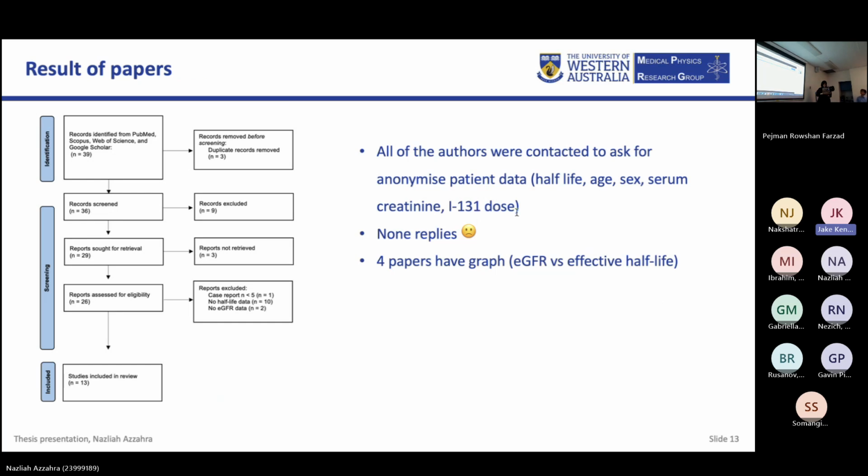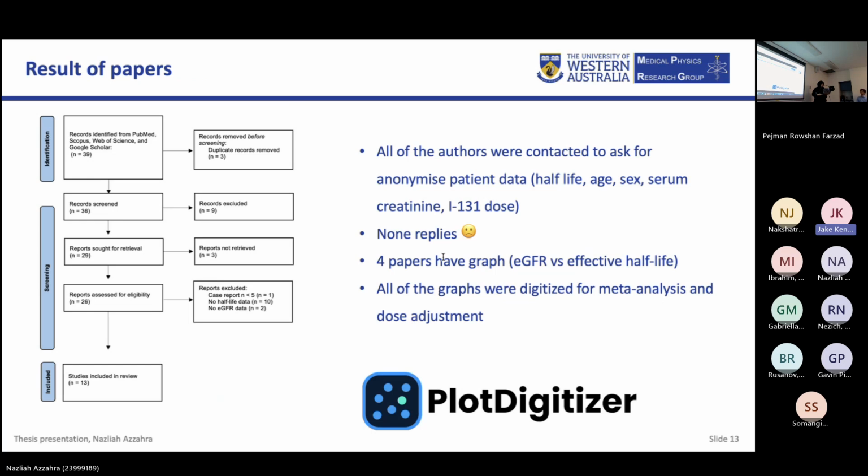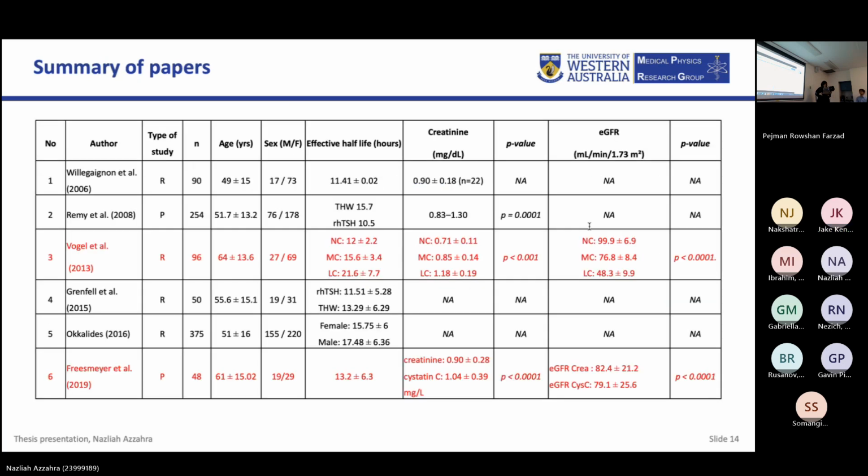So the graph is eGFR versus effective half-life of iodine. All of the graphs were digitized for the meta-analysis and dose adjustment using software called PlotDigitizer. And the remaining 9 were included in the study qualitatively. So these are the summary of the papers.